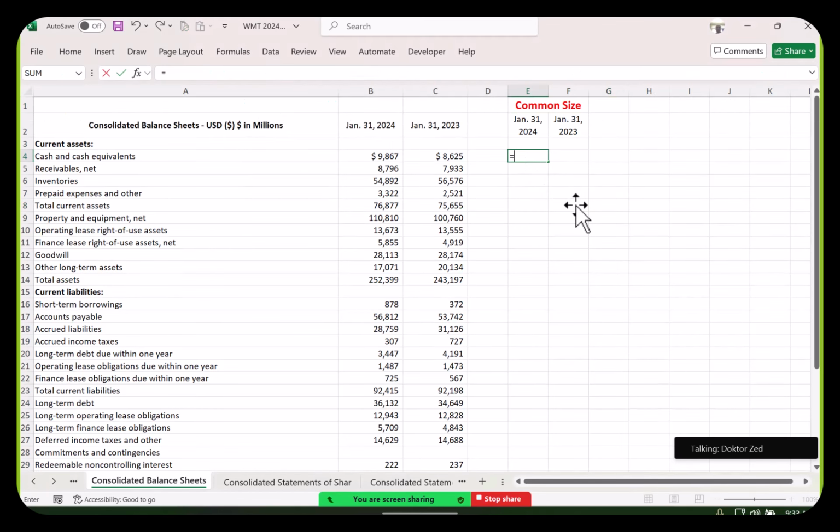Okay, I'm going to divide everything by total assets.